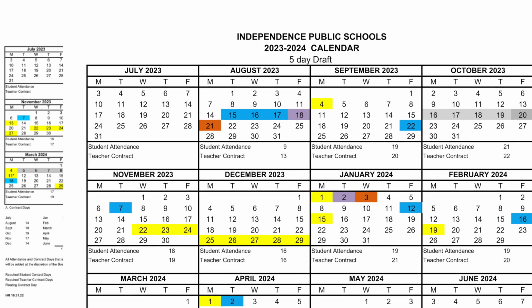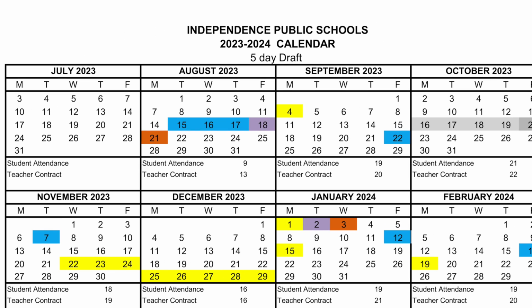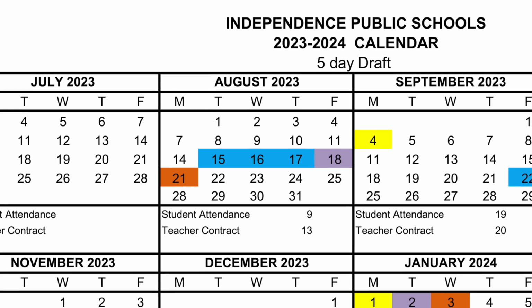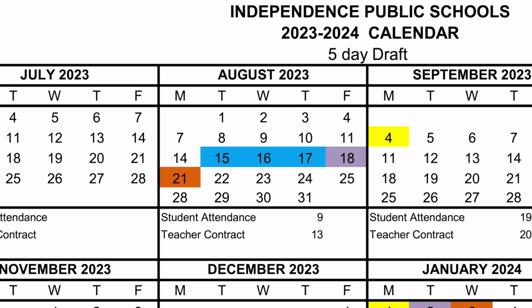The first calendar that I do want to talk about is our traditional 5-day calendar. This looks very similar to how it has in the past, but I do want to step through this since there is another option moving forward. First of all, on the 5-day calendar, if you start in August, the 15th through the 17th are teacher PD days, with the 18th being a teacher work day.